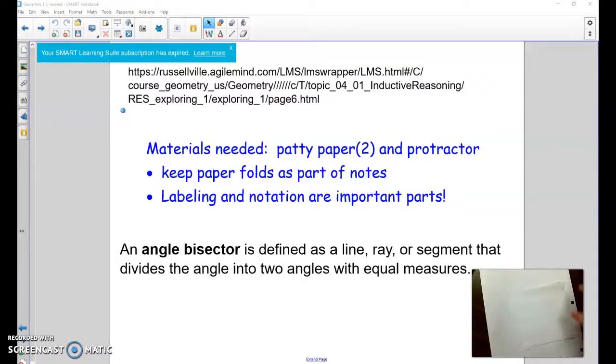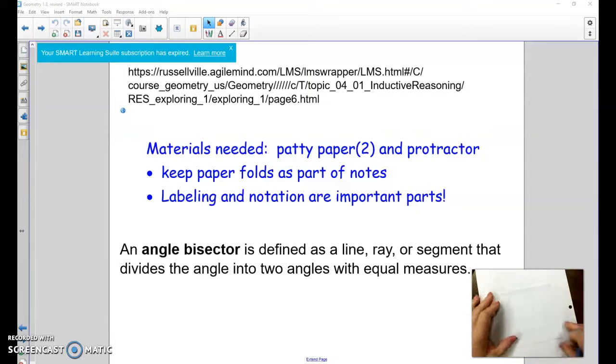Okay guys, for this video you need a couple of sheets of patty paper and you need your protractor. So we're going to be paper folding an angle bisector. Remember, a bisector is dividing a geometric figure into two equal parts. So an angle bisector is simply doing that to an angle.